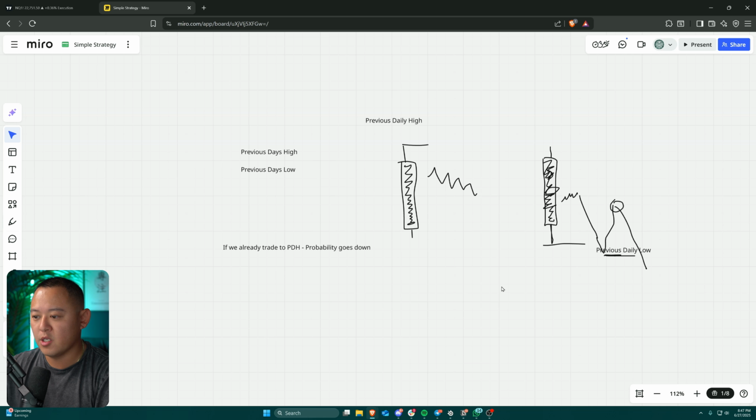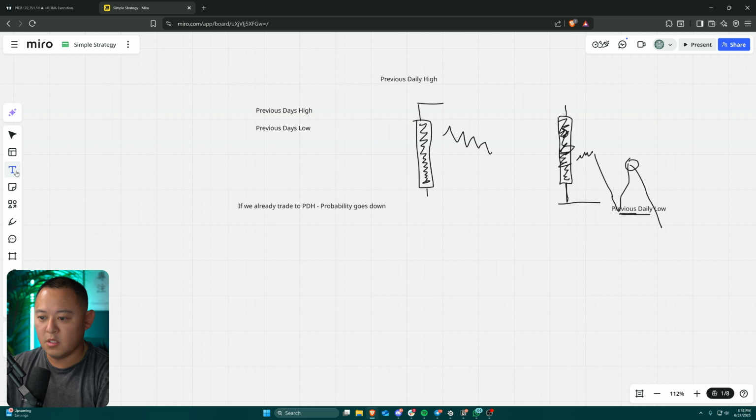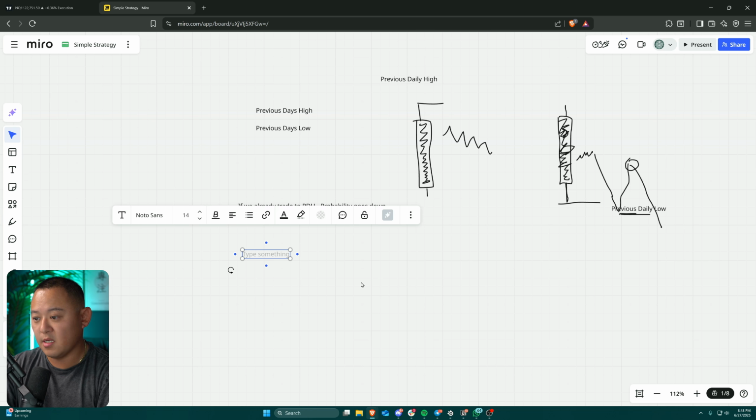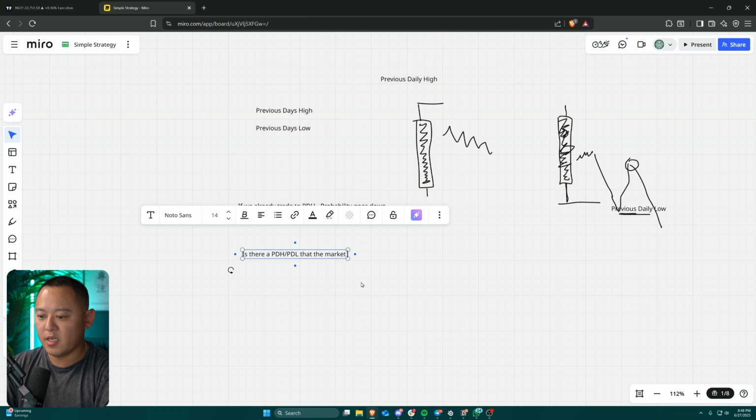So if I run through my charts, I want to be able to pick an old daily high or low that I believe the market is going to trade to as my target. If I don't have a very clear indication of where the market might trade to or where it wants to trade to, then oftentimes I'm just sitting still waiting for more information. So first item on our checklist when I sit down in front of the charts: is there a previous daily high or previous daily low that the market wants to trade to?